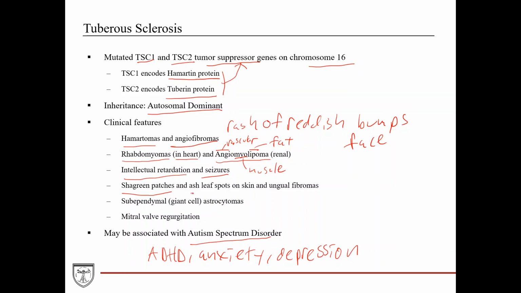And then you have ash leaf spots. These are also very characteristic for tuberous sclerosis. These are light pigmented patches of skin, and they're caused by a lack of melanin. And then you also can see in these patients ungual fibromas, which are sort of skin-like tumors that are found under the toenails or the fingernails. Patients are also at risk for developing subependymal giant cell astrocytomas, which are a type of brain tumor. And then they're also at risk for developing mitral valve regurgitation.